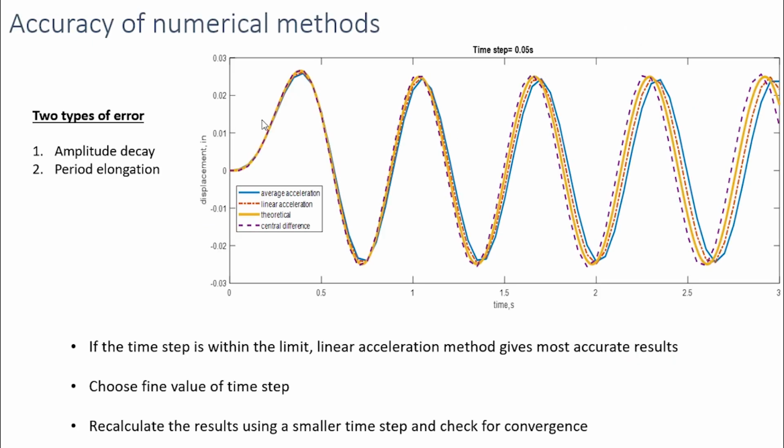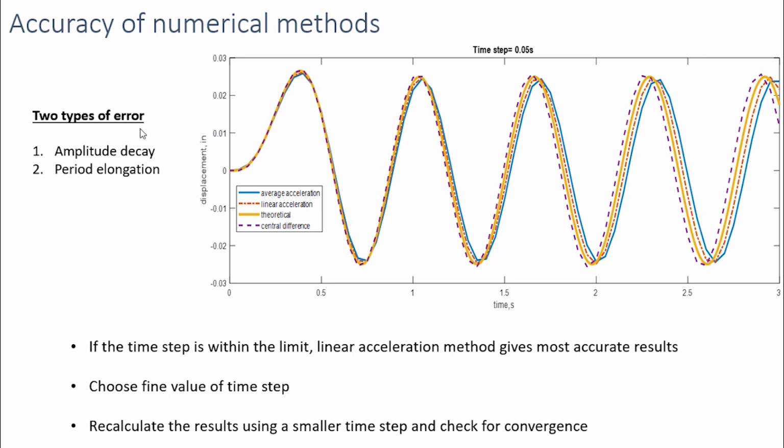Now we can compare the accuracy of the three different methods by comparing the responses to the theoretical response. In this figure, the yellow line, the continuous line, indicates the theoretical response, the blue line shows the average acceleration method, this red dotted line shows the linear acceleration method, and this purple line shows the central difference method.